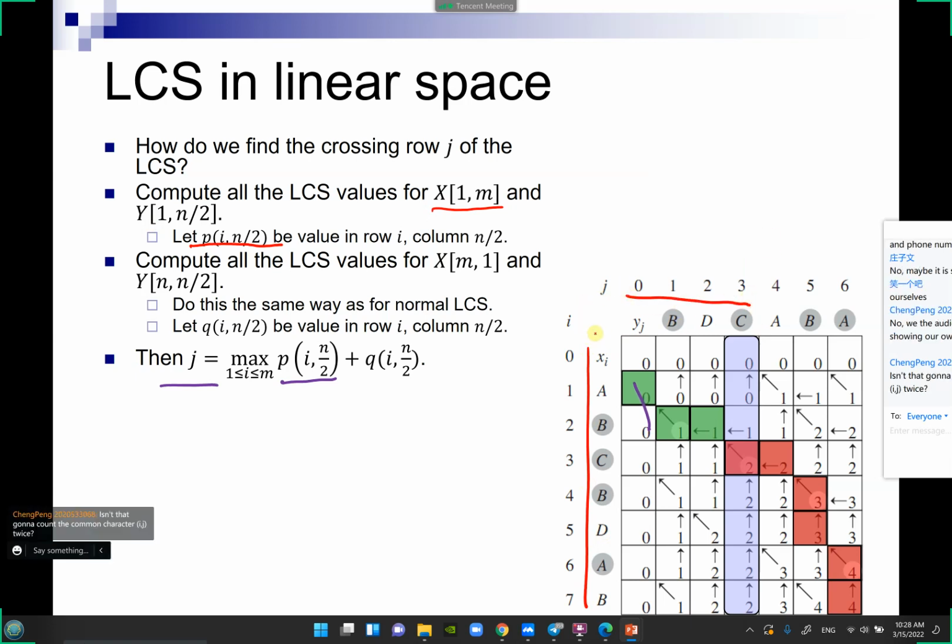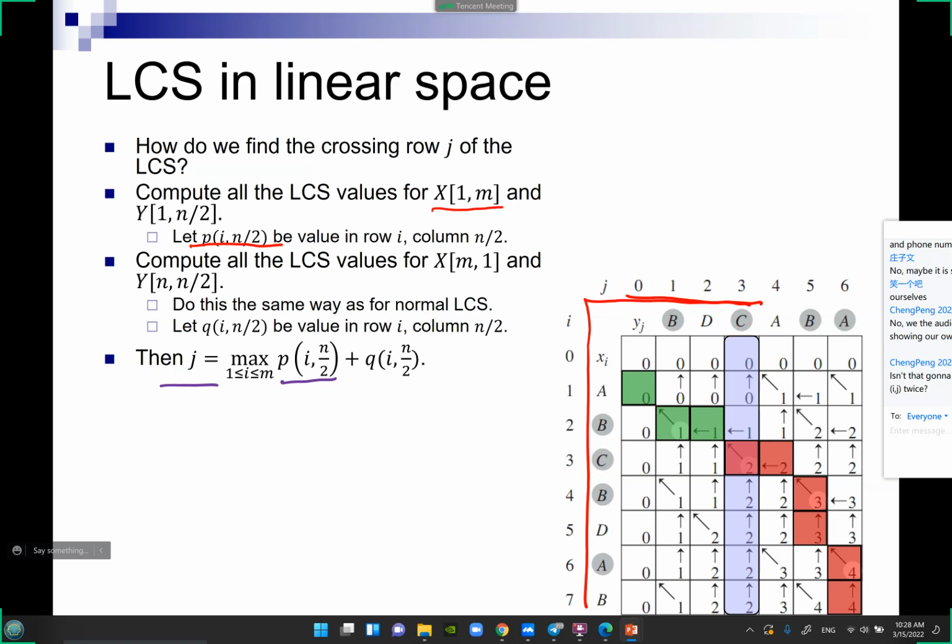Isn't that going to count the common character? Yeah, we need to be careful about that. There's this common character in the middle row here, so we need to do some corner case to take care of that. That's true. You basically need to remove that common character, seeing if you get a match on the jth location. Here you do get a match, but if you cut over here, the A and the C are not equal, so you don't get a match. So you either need to subtract out a common match in this middle column, or you can just leave it there if you get a match, as in this case.